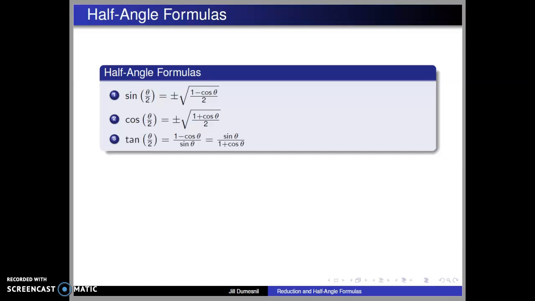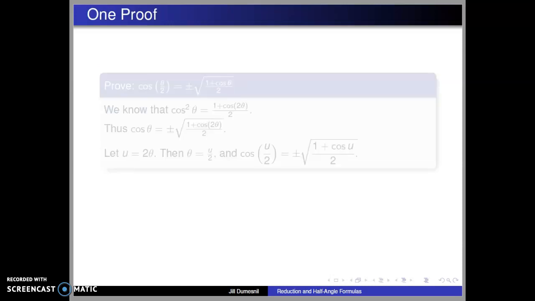Finally, tangent of theta over 2 can be expressed as either 1 minus cosine theta over sine theta or sine theta over the quantity 1 plus cosine theta. To reiterate, in the first two formulas, we must choose plus or minus as appropriate to the quadrant of the angle theta over 2. This time, we will present only one proof and leave the other two to the viewer to work out.